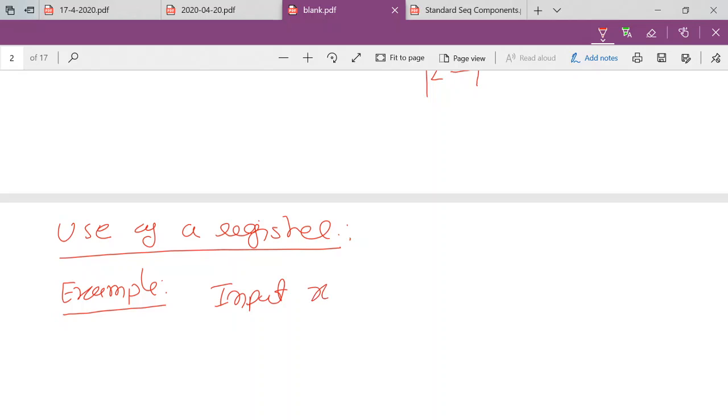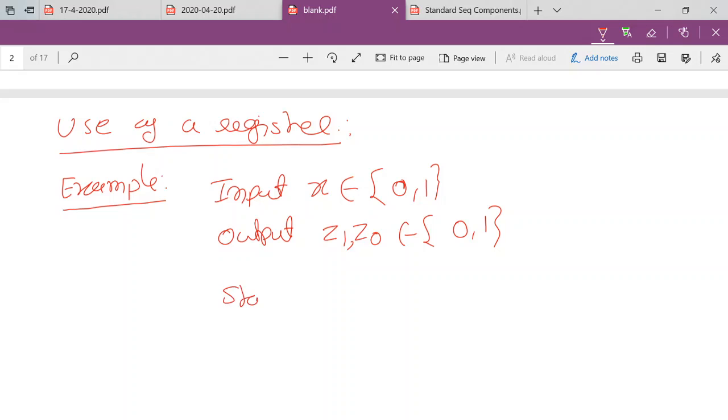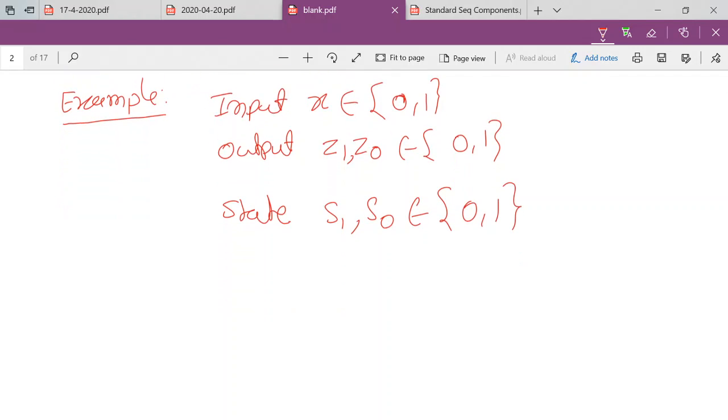Suppose input x for a particular function belongs to 0 and 1, and the output z1 z0 again belongs to 0 and 1. That means the output is of 2 bits. For the state, there are two state variables s1 and s0, both belonging to 0 and 1. That means there are exactly 4 states. The initial state for s1 and s0 is 0 0. So this would be your initial state.